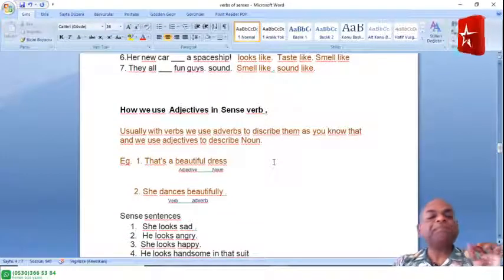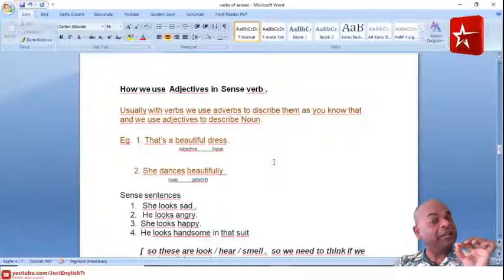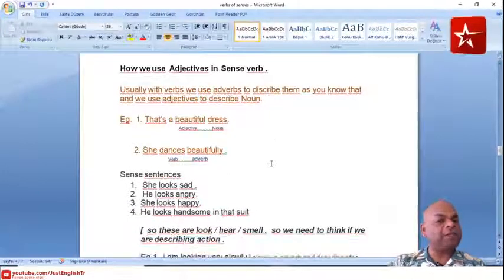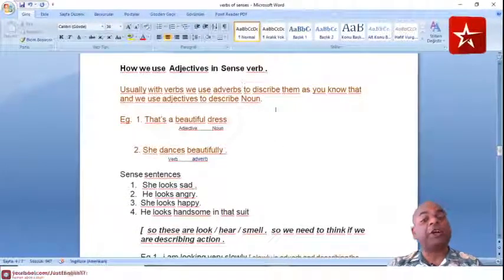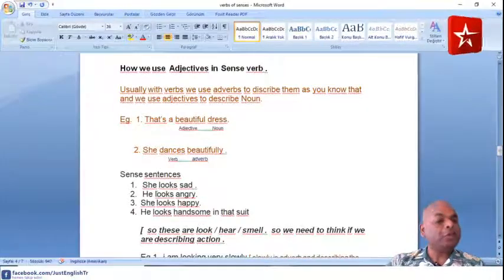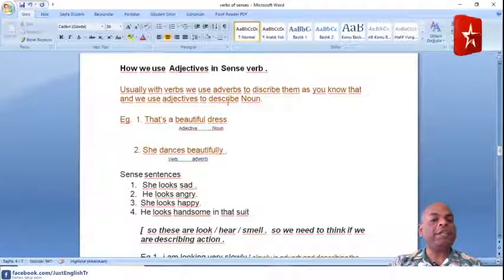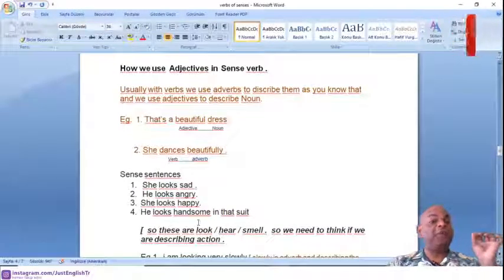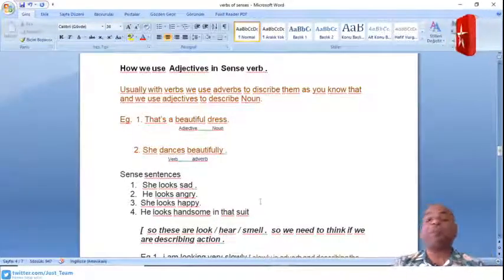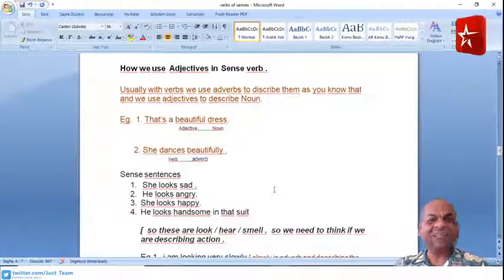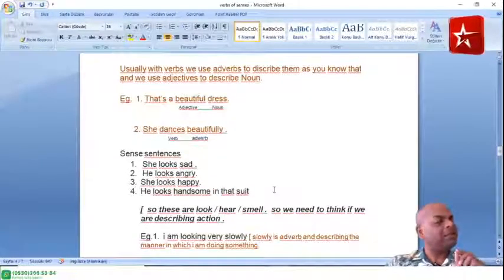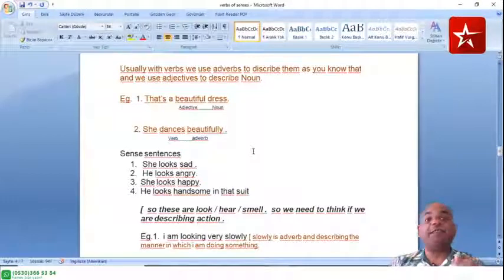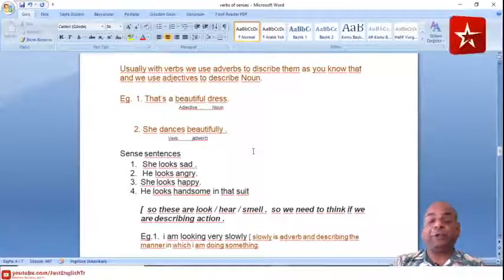Amazing. Great. Now let's go into the next part. It says here how we use adjectives with sense verbs. Alright guys? Usually with verbs we use adverbs to describe them, as you know, and we use adjectives to describe our nouns. Let's quickly look at example 1, example 2, and then we do our sentences together.